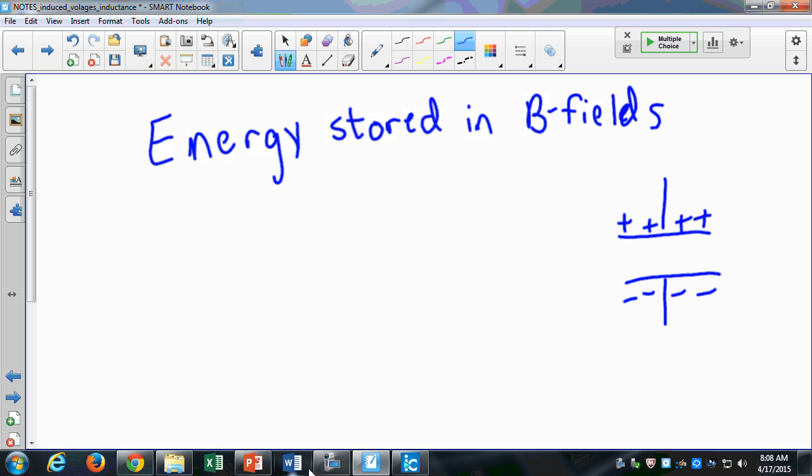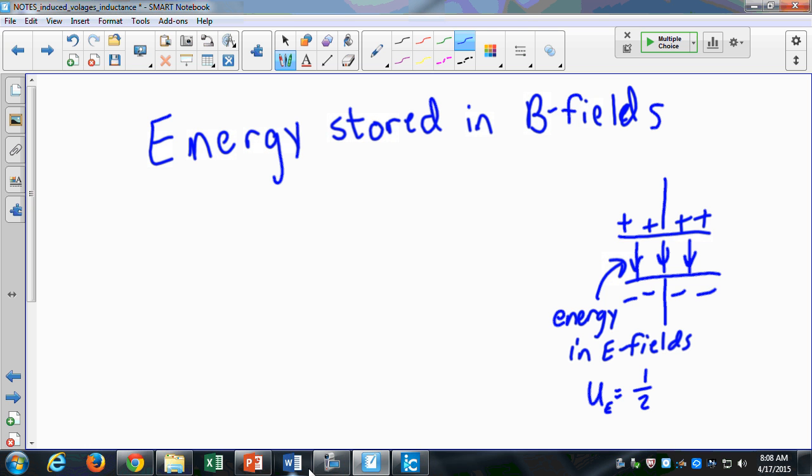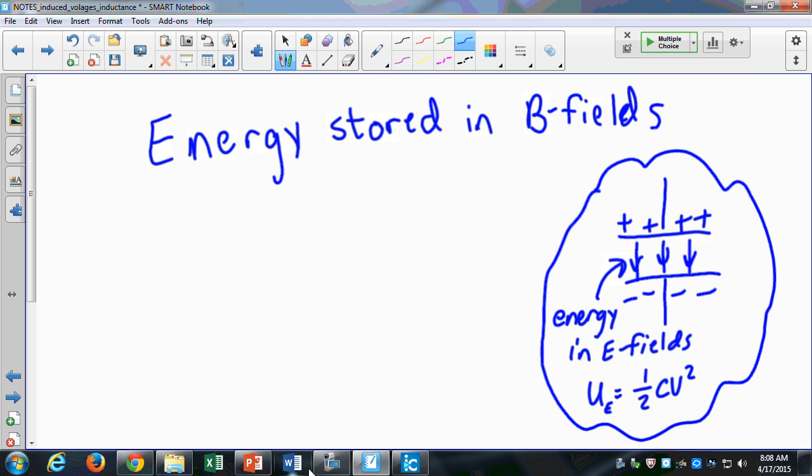Right, there's energy stored in that capacitor, but the energy is stored in the electric fields of the capacitor. There's energy in the electric fields. And if you remember when we did this with capacitors, that energy in the electric fields, I'm going to call it UE here, for the electric field, was equal to, what was it, 1/2 CV squared. All right, so we've seen this before with capacitors.